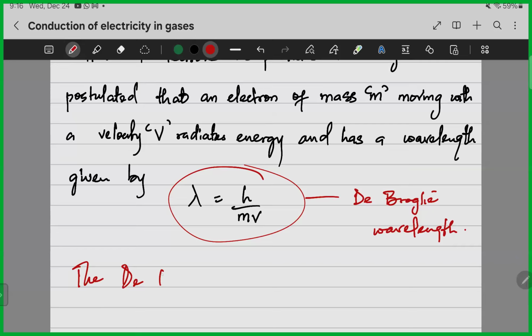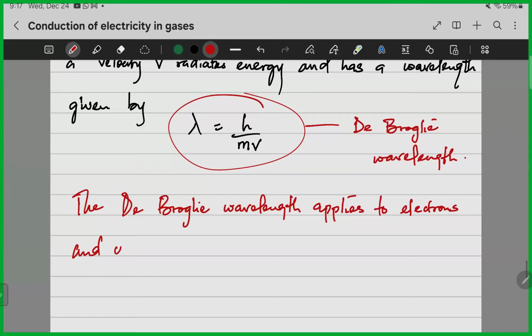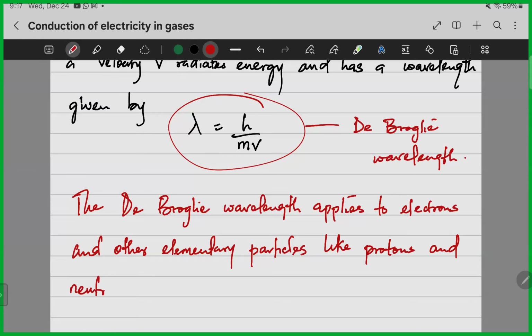Let me put it like this: the de Broglie wavelength applies to electrons and all the elementary particles like protons and neutrons. That is the idea.